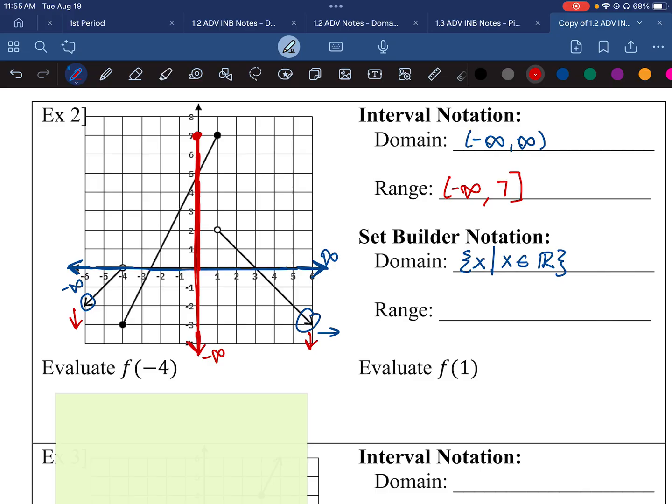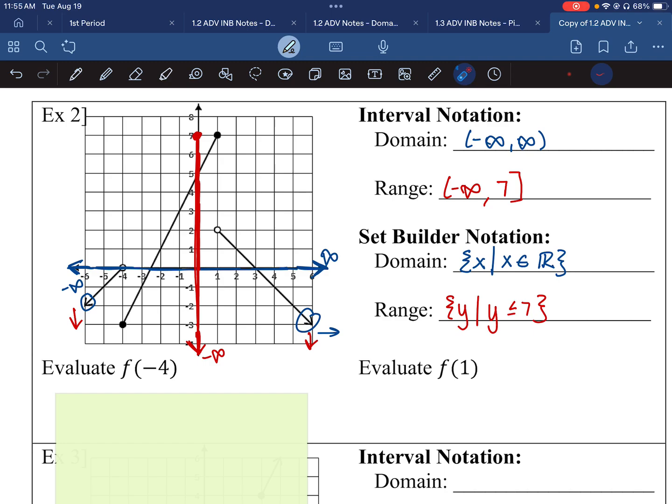Let's translate that into set builder. So we have the set of y's now such that, and I see there's an infinity, so let's take a closer look. 7 is the high point. All of these are smaller than 7, so that means y will be less than or equal to 7.